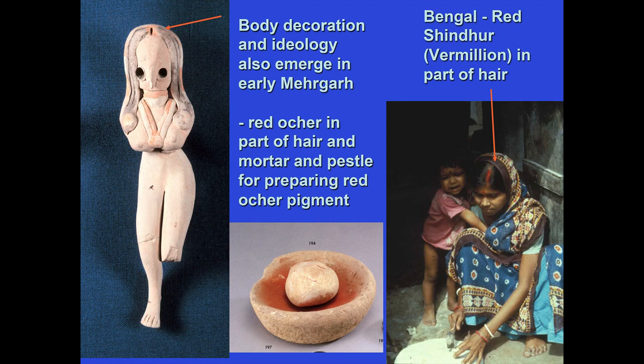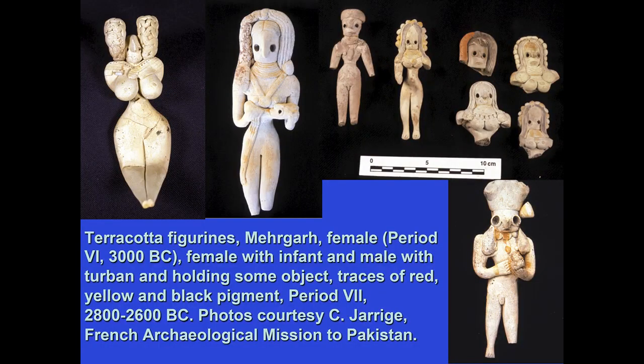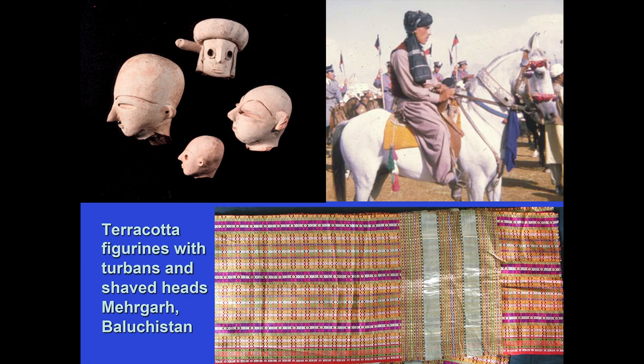And women today, whether it's in Pakistan, even the Pashtun women put a little dot in their forehead. Bengali women do it. It's all over South Asia. And here we see other figurines with many different styles of hairdressing, and then textiles woven into beads and necklaces and belts, men with turbans. And the textile tradition is something that was really developing in this early time period.